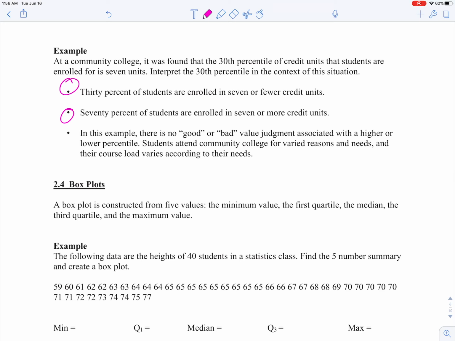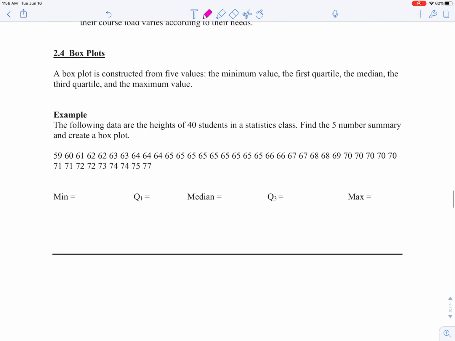In this example, there's no good or bad value judgment associated with a higher or lower percentile. Students attend community college for varied reasons and needs, and their course load varies according to their needs, right? So it doesn't matter, although, the more you take, some of you may think that's not good. It's a lot more stress and all that, but you also get done faster, so that would be good. Again, it's just up to context.